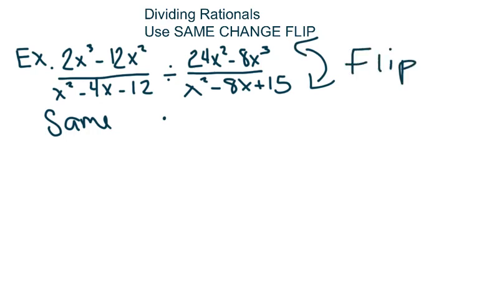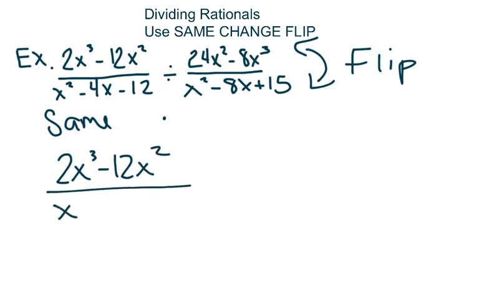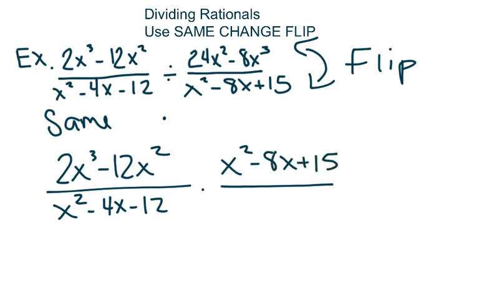So I'm going to rewrite the problem. So the first fraction stays exactly the same. We're going to change this to multiplication, and we're going to flip the second fraction. So remember, that is because you're multiplying by the reciprocal, but then just the easier way is just flip to help you remember.